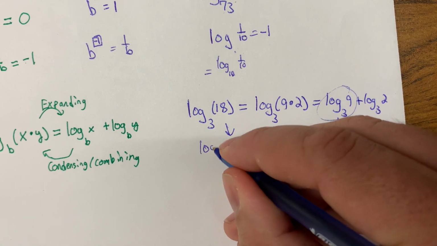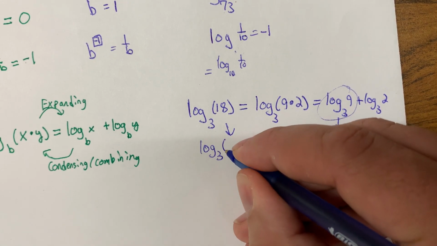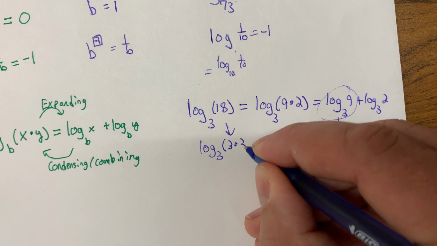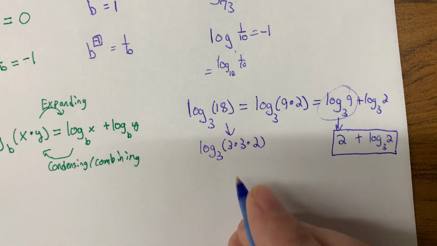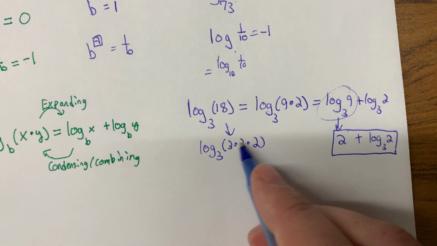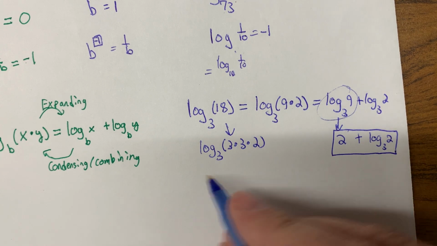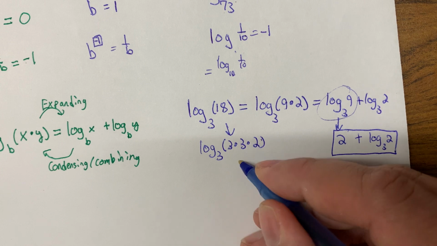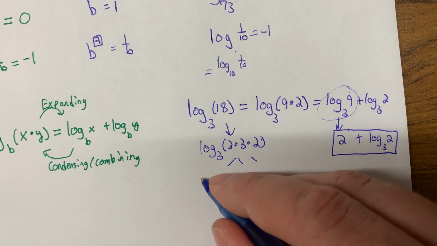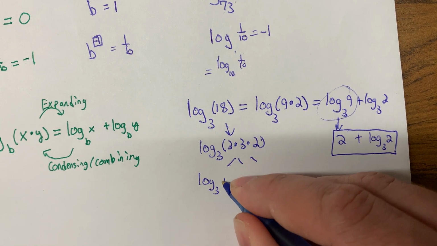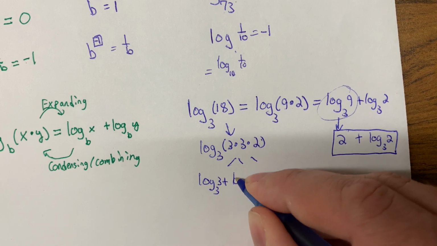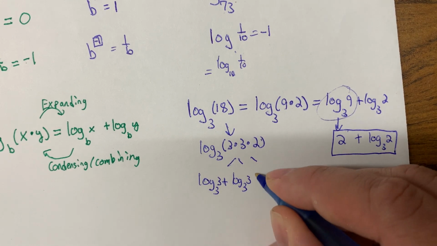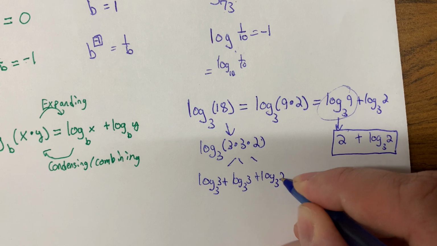Let's say you split it into log base 3 of, like you've completely factored it: 3 times 3 times 2. 3 times 3 is 9, times 2 is 18. And if you factor it completely, this is what you would always get. Now, this is 3 things multiplying together. We can split this up into 3 logs that are adding: log base 3 of 3 plus log base 3 of 3 plus log base 3 of 2.